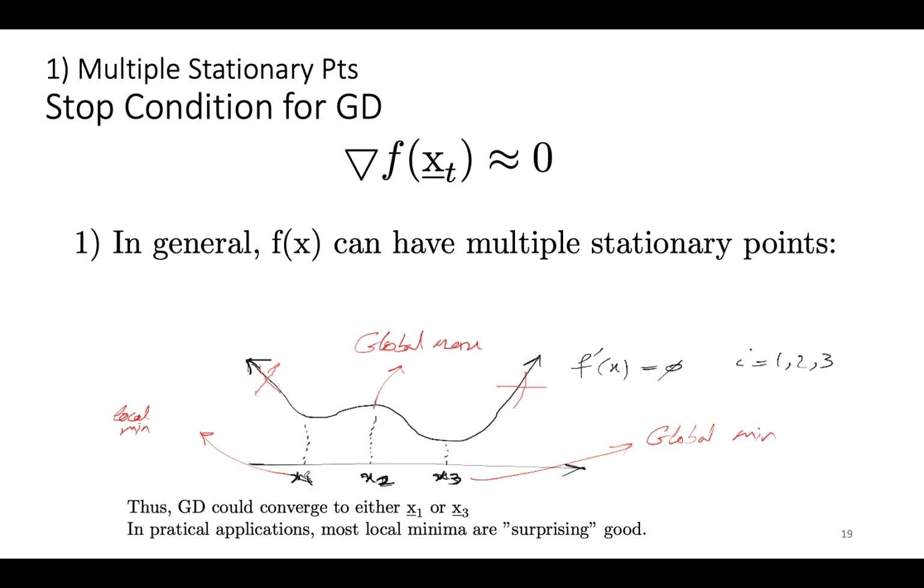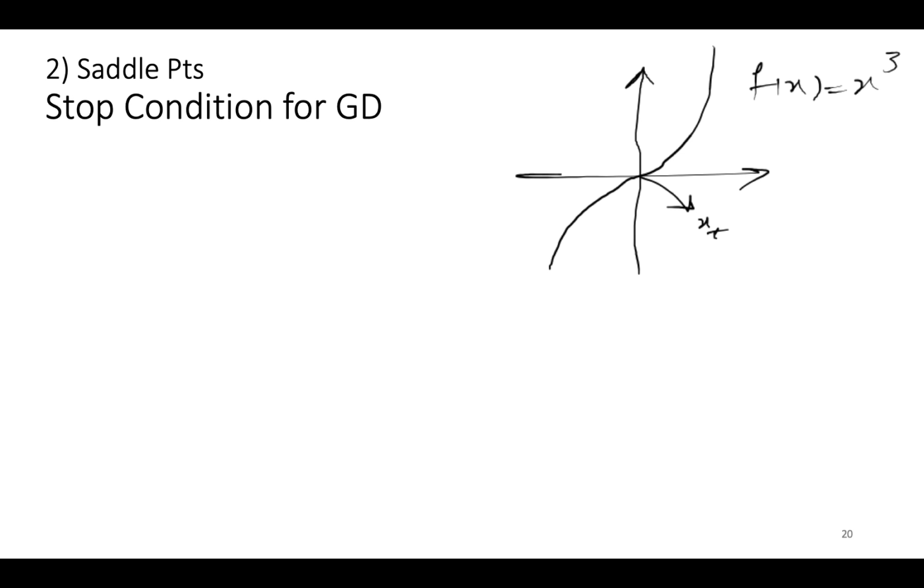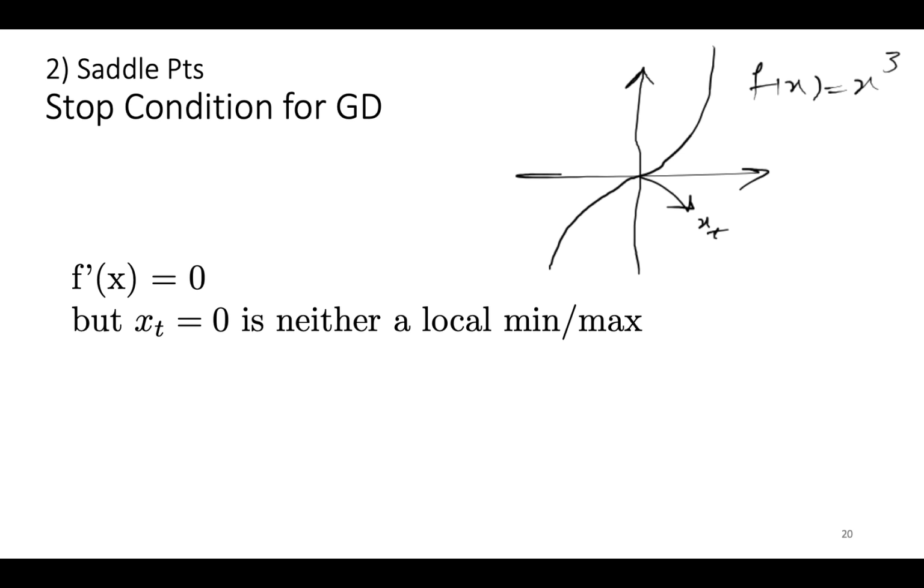Okay, so that was the first condition, multiple stationary points. The second condition is when you have saddle points, right? Still your derivative of f is equal to 0, but it doesn't tell you anything about whether this point is a local minima or not. It's actually a turning point because your function has higher orders. For instance, if your function was of order 3, like x cubed, this point still gives you 0, but it's neither a local minima nor maxima, right?